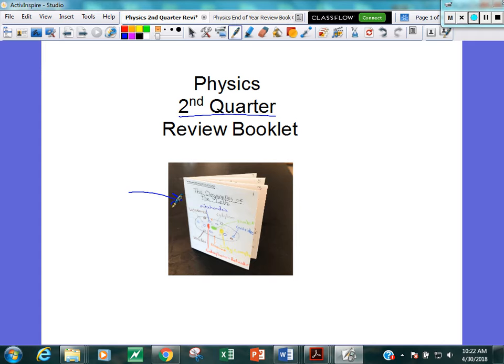So when you fold it, there's 8 pages. The title, the cover page is number 1. On this back cover here, it should be 8. So there should be 8 pages. So let's get started. I got 8 topics to review from that second quarter.